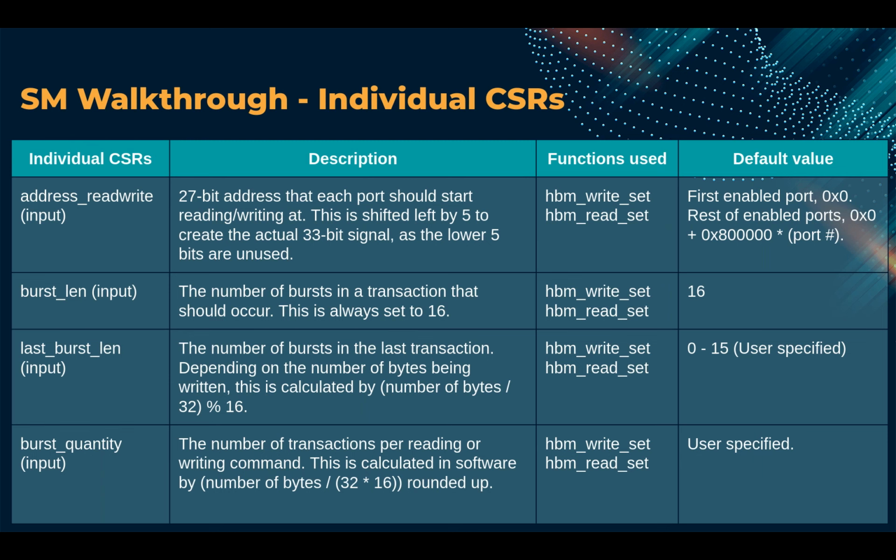Here are more individual registers used by the HBM write set and HBM read set functions, and they control more of the settings for the state machines reading and writing to the HBM. The address read-write register controls the address which the port should write to. The burst length register controls the number of bursts that should happen in a transaction. The last burst length register controls the number of bursts that should happen last in a transaction. The burst quantity register controls the number of transactions for either the reading or writing command. In software, these are all calculated based on the number of bytes the user specifies the port should read or write to the HBM.